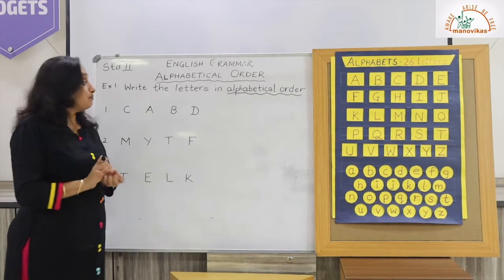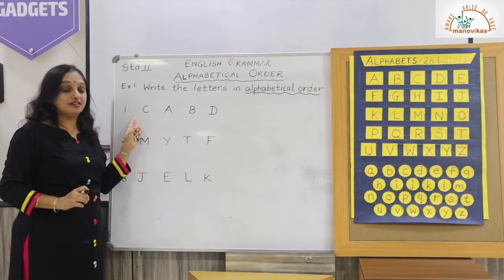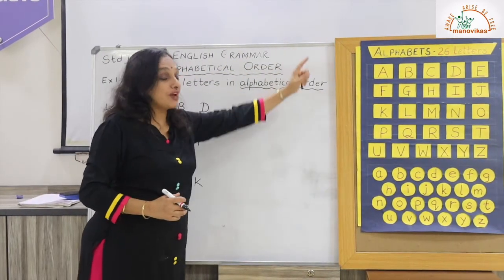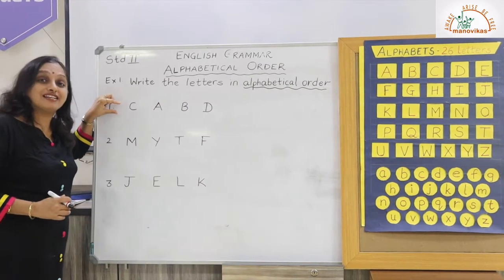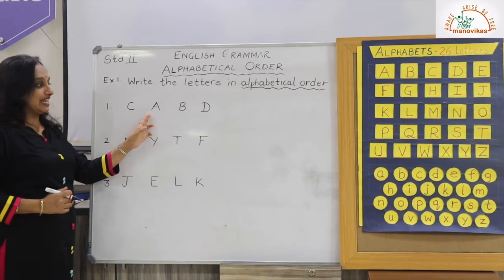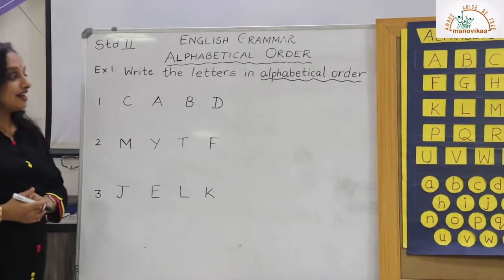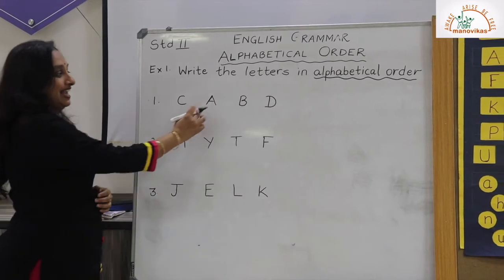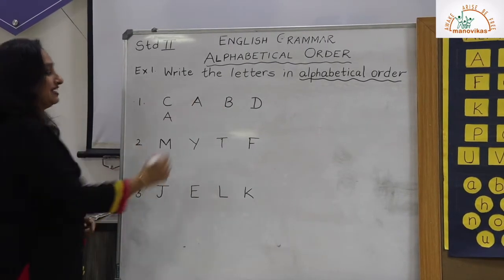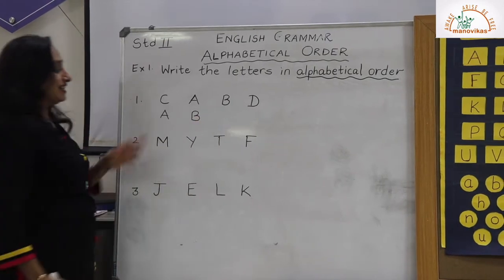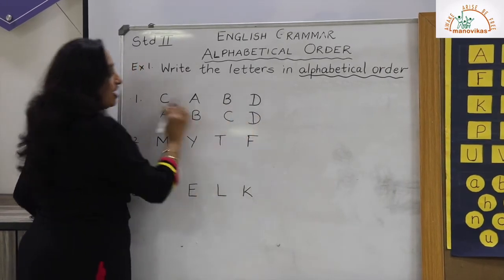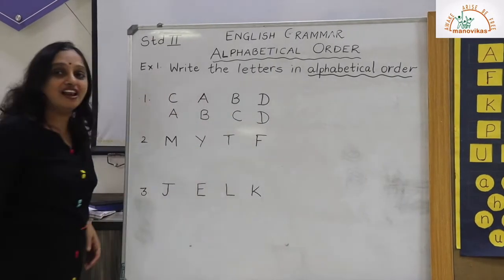Children, now let's write these letters in alphabetical order. What does alphabetical order mean? The order of the letters of the alphabet. We have to write these letters in the order of the letters of the alphabet. Now we have the first one, C, A, letter B and letter D. Now, which letter comes first here? A. So, we have to write A. Then, B. Then, C. And D. So, we have put these letters in alphabetical order.